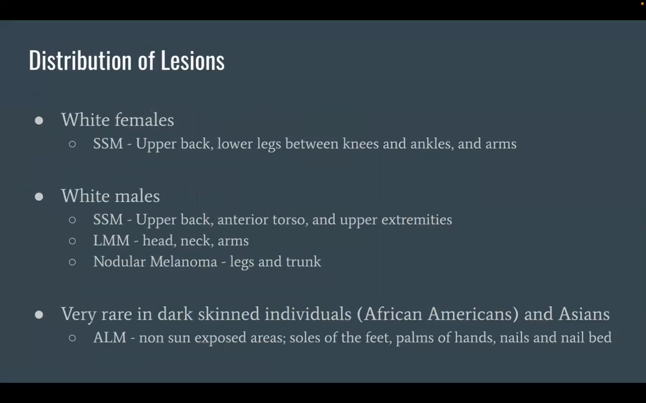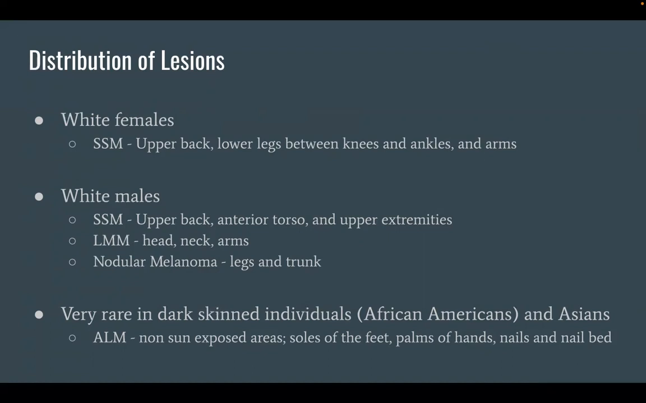So, distribution of the lesions. In white females, you are more likely to get superficial spreading melanoma on the upper back, lower legs, between the knees and ankles, and the arms. If you're a white male, you're more likely to get SSM in your upper back, anterior torso, and upper extremities. You're more likely to get LMM in your head, neck, and arms, and nodular melanoma is more likely to form in the legs and the trunk area.